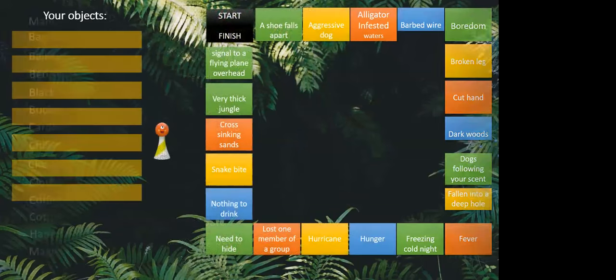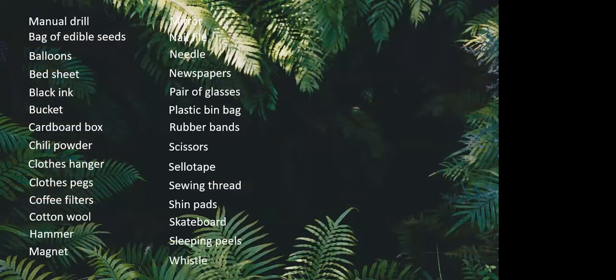All right, so I want you to choose 7 items of those. Please write them down somewhere. I'm going to write down my 7, and then I'm going to tell you what we're going to use these items for.